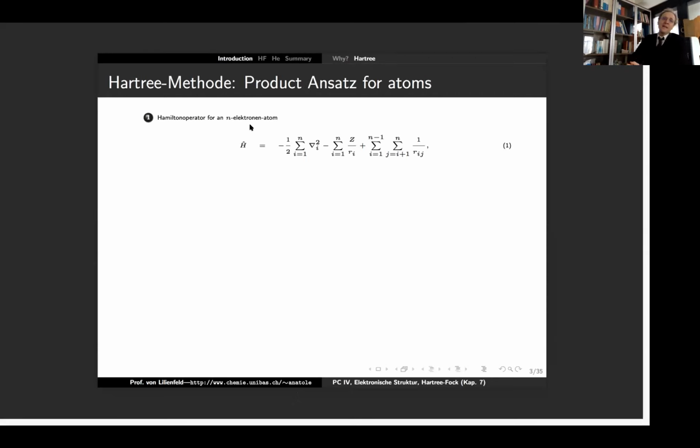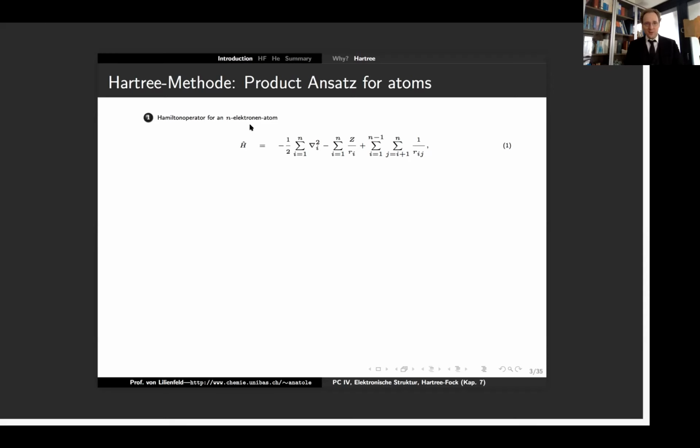So in the Hartree method, you have a product ansatz for atoms. So let me step back. Before we introduce the Hartree Fock method, we will talk about the Hartree method. The reason is that you can view Hartree Fock as a correction to the Hartree method, but to appreciate that correction, of course, you need to familiarize yourself first with the Hartree method.